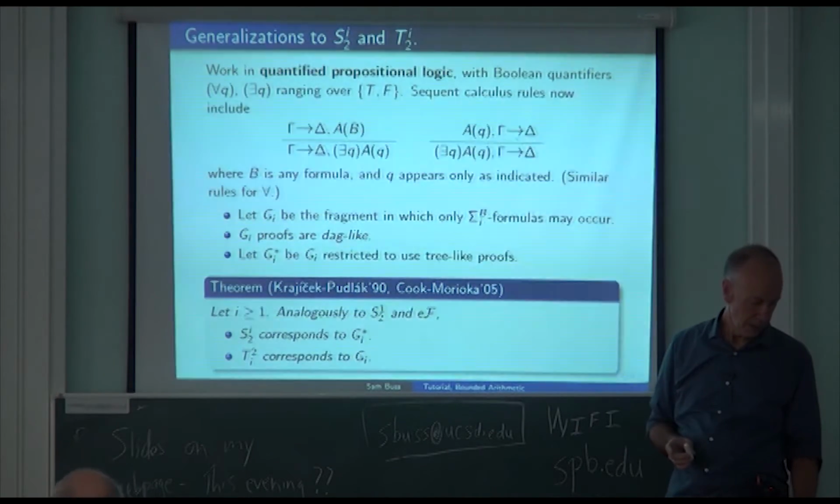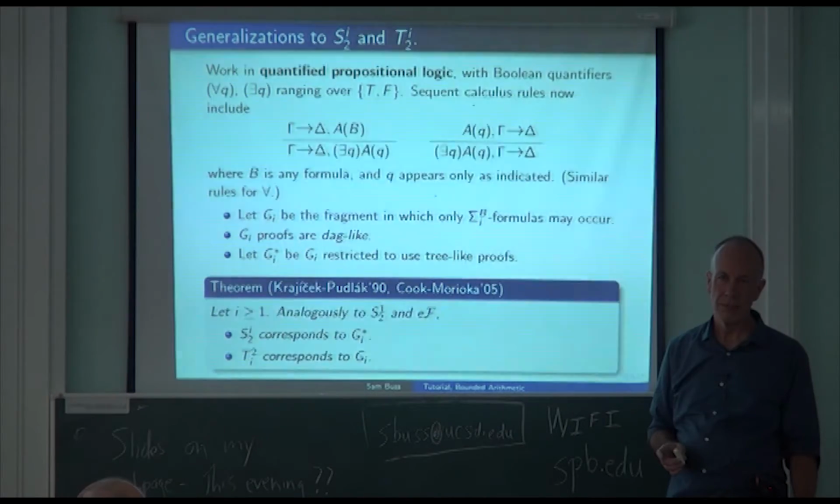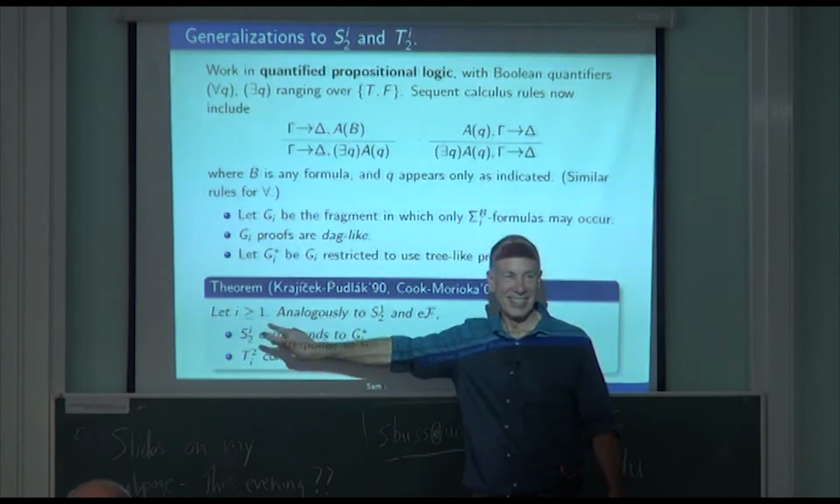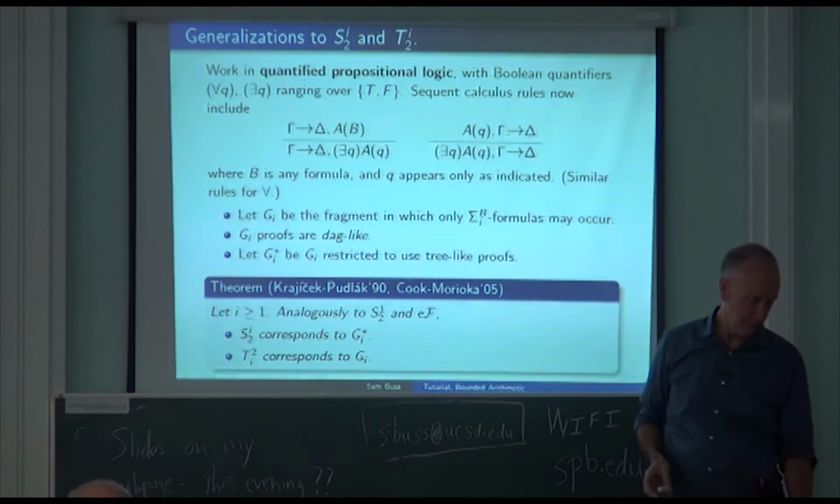For quantified Boolean proofs, tree-like and DAG-like are conjectured to be not the same. Yes, because you increase the complexity of the formulas doing this Krajíček conversion from DAG-like to tree-like. Okay. You should swap indices for T. Oh, is there something? Yes, this should be T^i_2. Yes. Good.